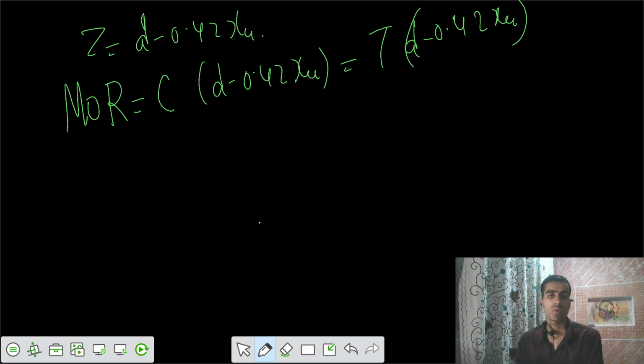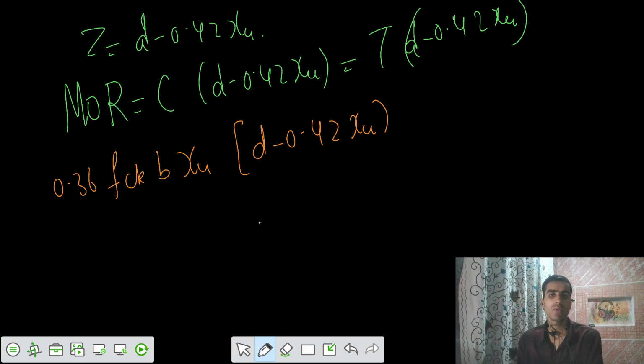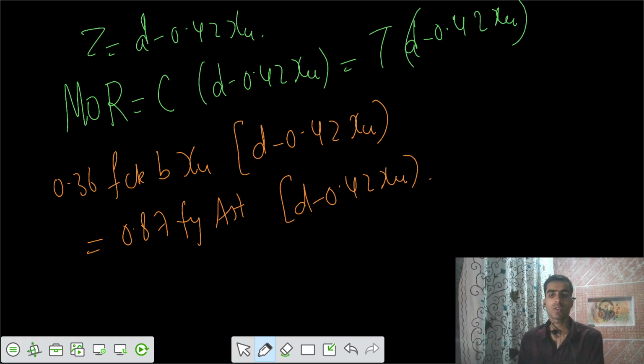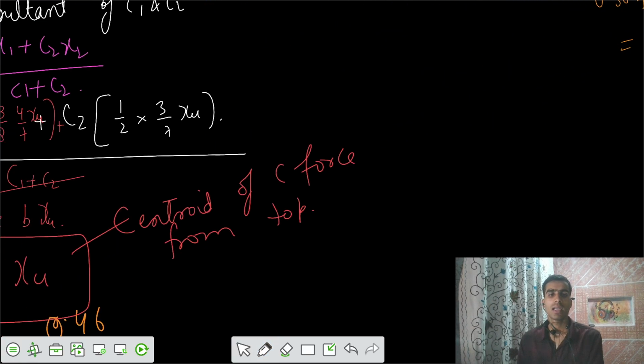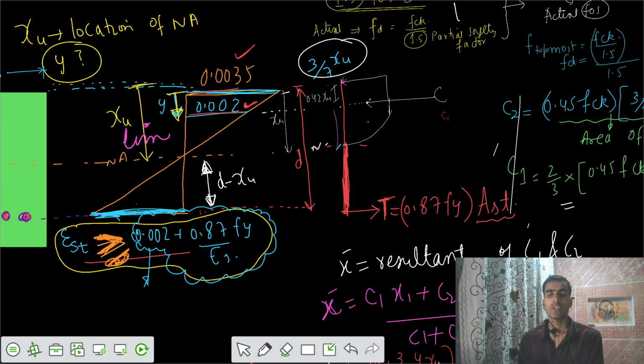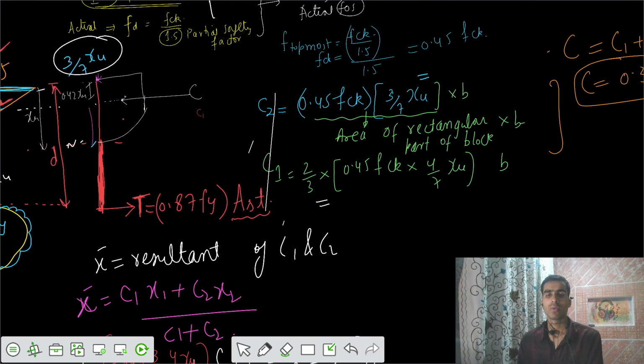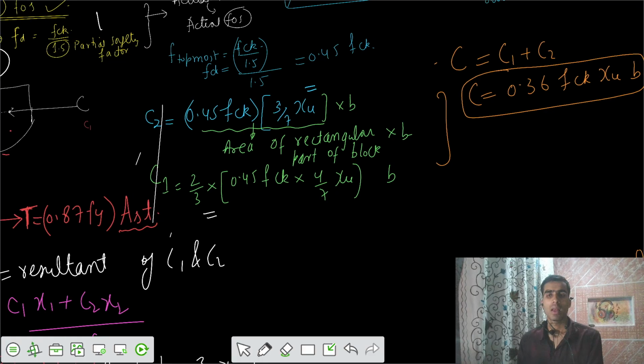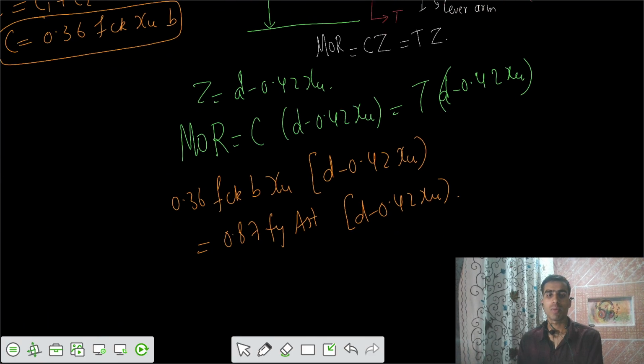So if I substitute that, C equals 0.36 fck b xu, and you need to have this value of (d minus 0.42 xu), and that should also equal 0.87 fy Ast times (d minus 0.42 xu), because your T force was equal to 0.87 fy Ast, and your C force was equal to 0.36 fck b xu. Okay, now we got this equation for the moment of resistance.